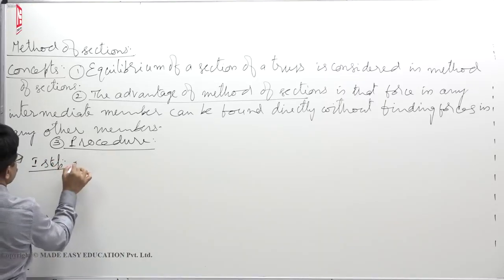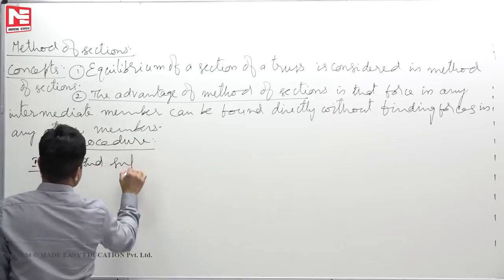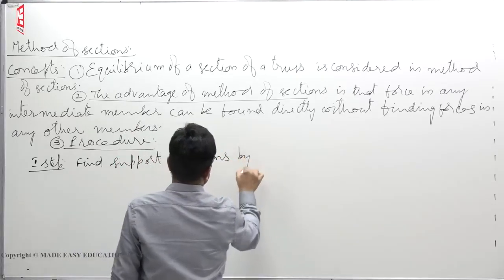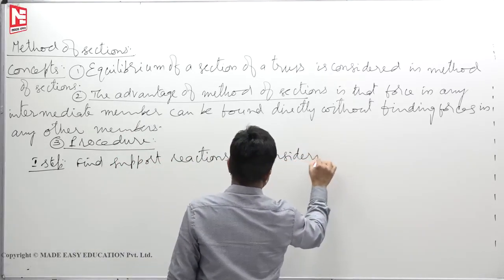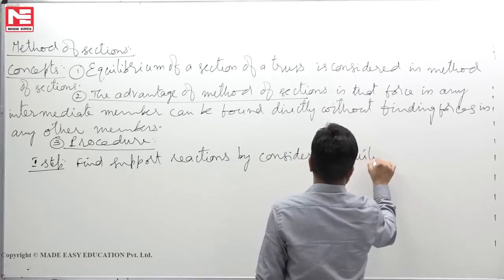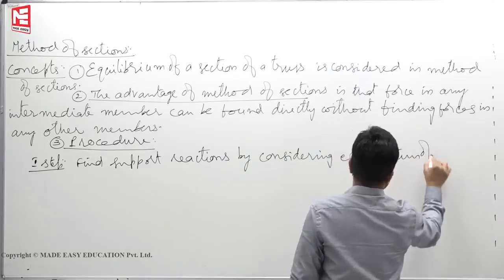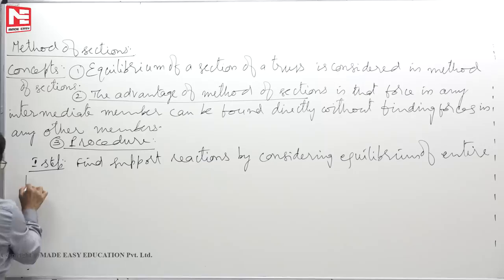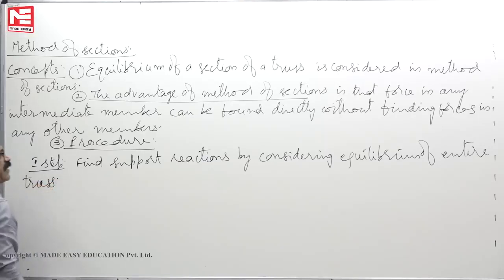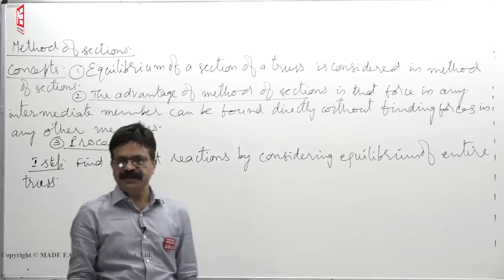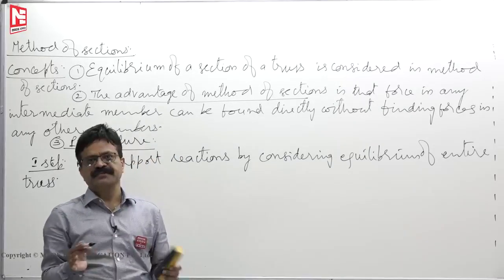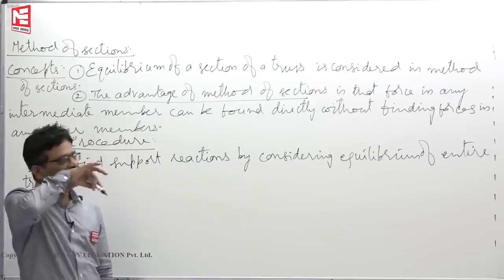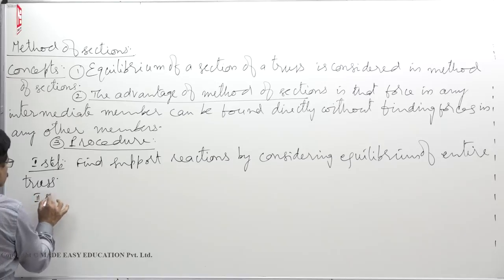First step, find support reactions by considering equilibrium of entire truss. It is like external equilibrium equation, sigma x, sigma y, sigma m equal to 0 without cutting the members or without separating the joint. Come outside the structure, find the reactions.